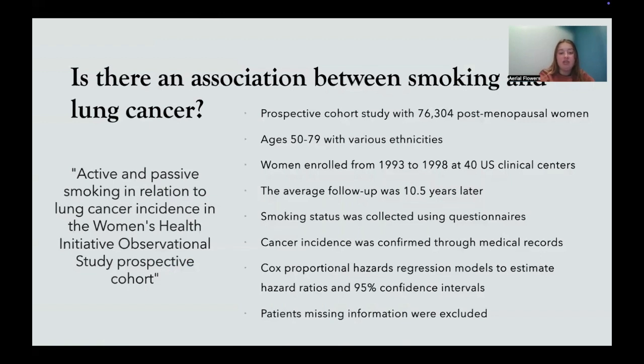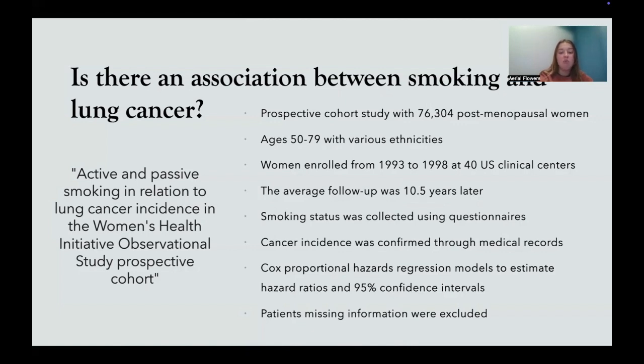So, for the observational study I found, it discussed the association between smoking and lung cancer. It was a prospective cohort study with around 76,304 postmenopausal women aged 50 to 79. The study included a variety of different ethnicities, and people were enrolled between 1993 and 1998. The study used 40 different U.S. clinical centers to collect their data. The average follow-up was around 10 and a half years. The smoking status was collected using questionnaires, while the cancer incidence was confirmed through medical records and doctor diagnosis.